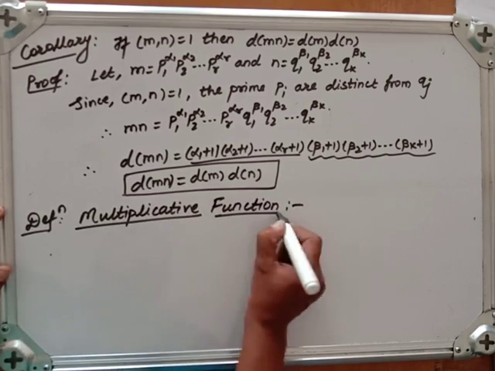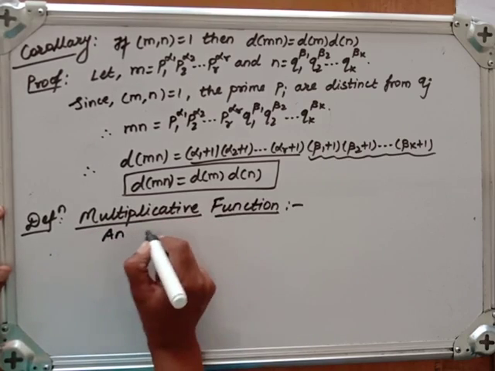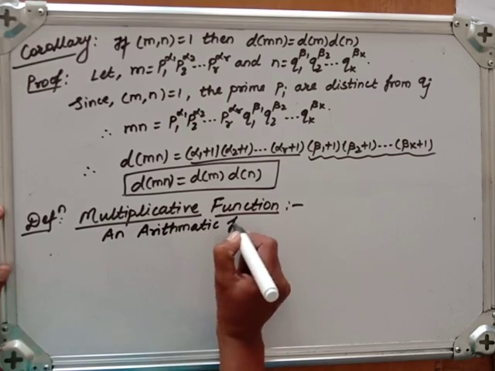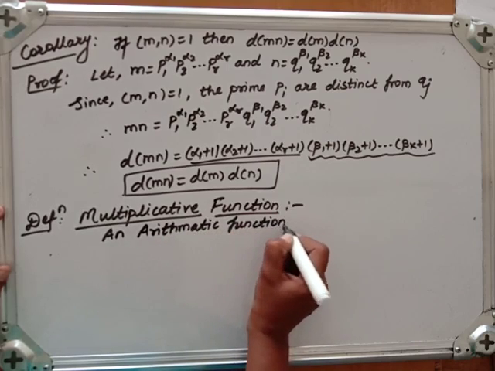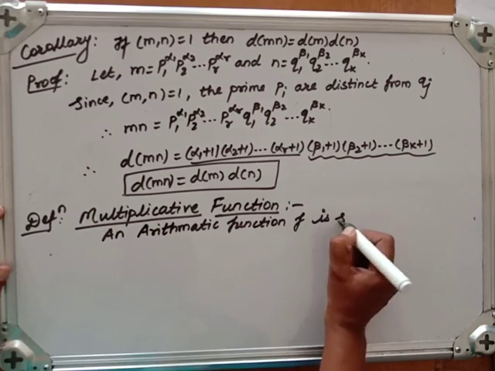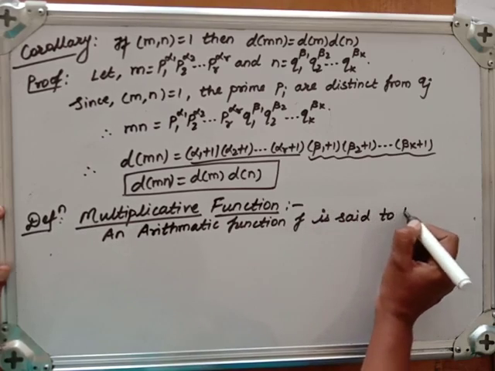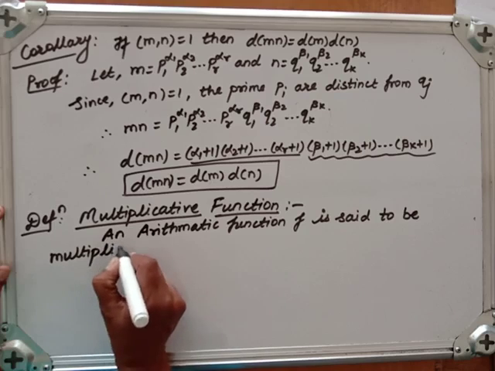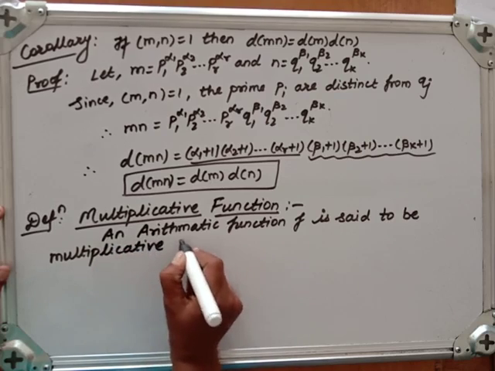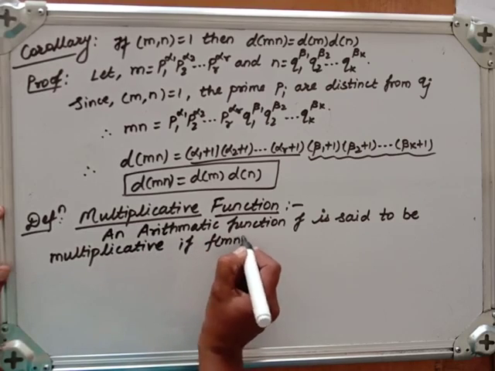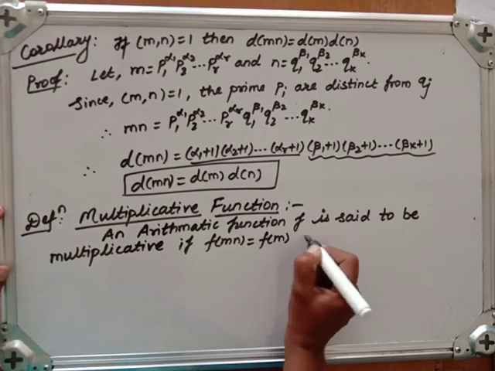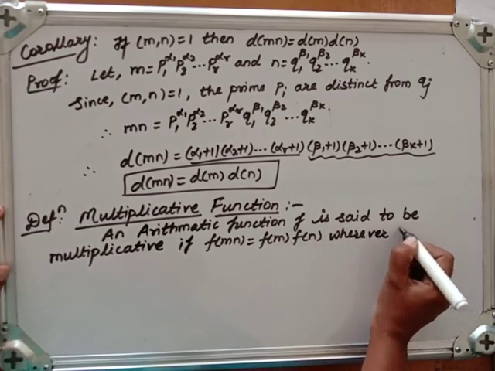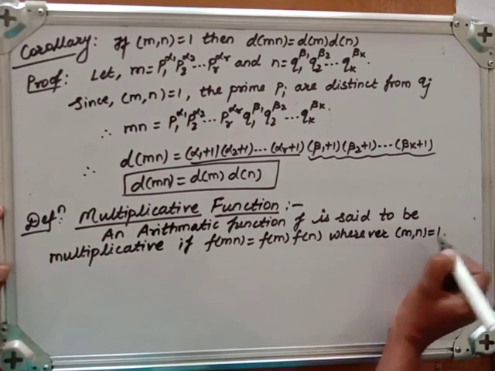Multiplicative function. An arithmetic function f is said to be multiplicative if f of mn is equal to f of m into f of n, whenever m and n are relatively prime.